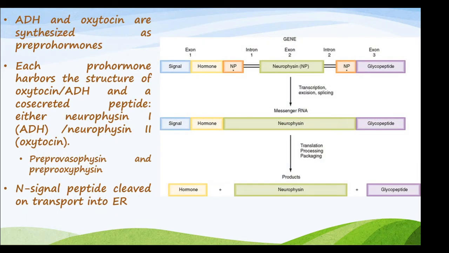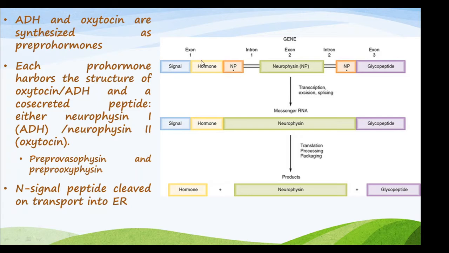So, as I said earlier, the ADH and oxytocin are synthesized as pre-pro hormones. Each prohormone contains the structure of the oxytocin or the ADH and a co-secreted peptide, which is either neurophysin 1 or neurophysin 2. If it is ADH, you can see the presence of associated neurophysin 1, and if it is oxytocin, you can see the presence of neurophysin 2. So you can see it over here.